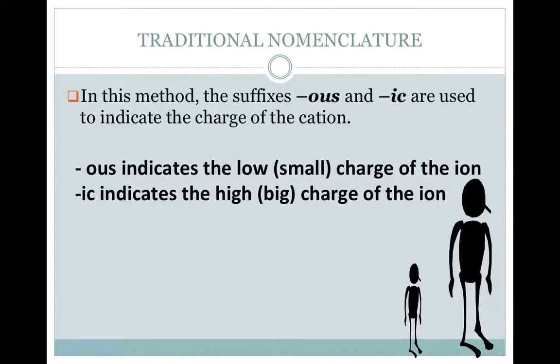In the traditional system, we use the suffixes or endings of ous or ic. Ous is telling us it's the smaller charge of the ion. Ic means it's the higher charge of the ion. An example again with gold, aurous is gold +1, versus auric is gold +3. Another example would be lead. Plumbous is lead +2. Plumbic is lead +4.